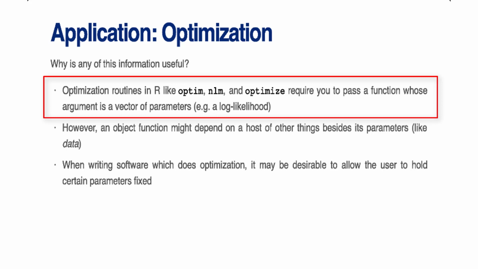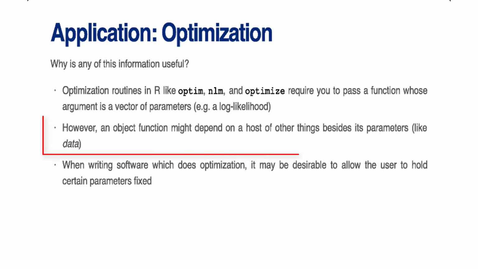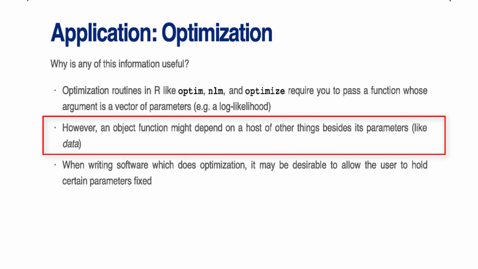There are a few optimization routines in R called optim and nlm, and another one called optimize. They all require that you pass a function whose argument is a vector of parameters. For example, there's going to be some function that you want to minimize or maximize over a range of parameters, and functions like optim and nlm take that kind of objective function and try to find the minimum or the maximum.